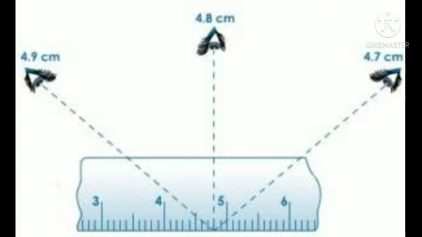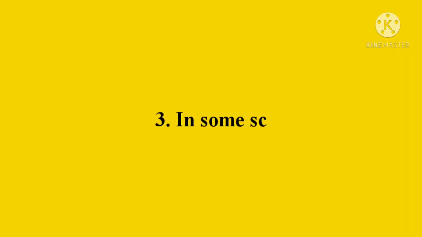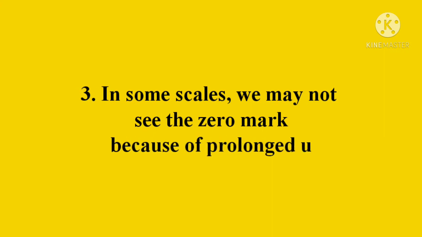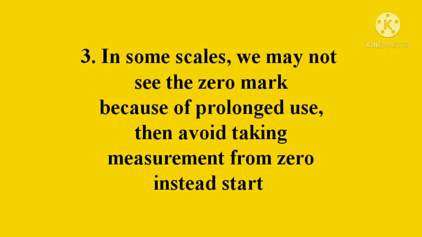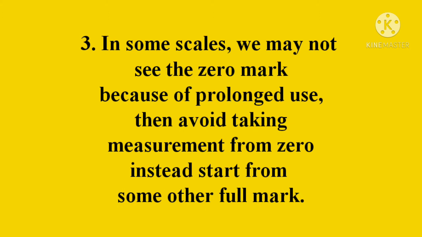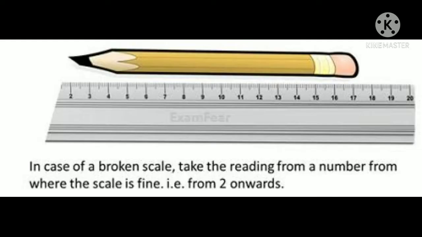Next we'll go to the third point. In some scales we may not see the zero mark because of prolonged use. Then we should avoid taking the measurement from zero and instead start from some other full mark. Sometimes scales are broken. Now see this diagram: the scale is broken, and only from 2 centimeters is the scale there. You don't have a new scale, and you have to measure the length of this pencil. It came till 17, isn't it? So here you have taken from 2 to 17.